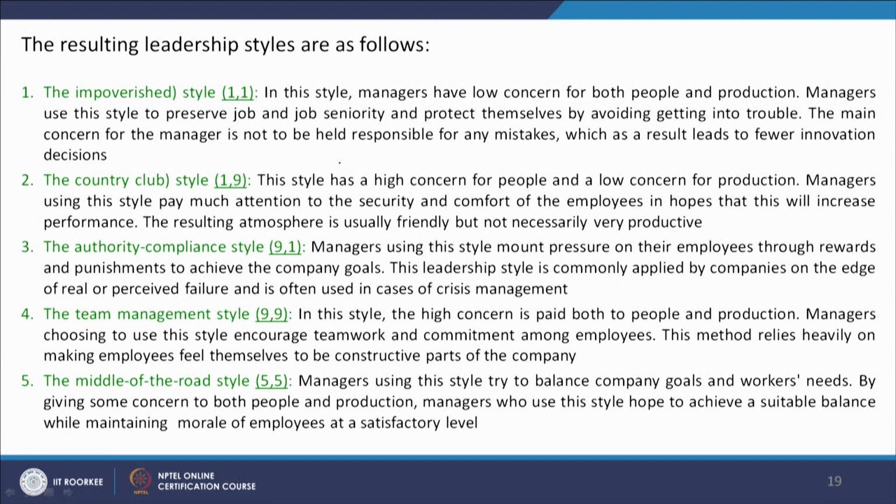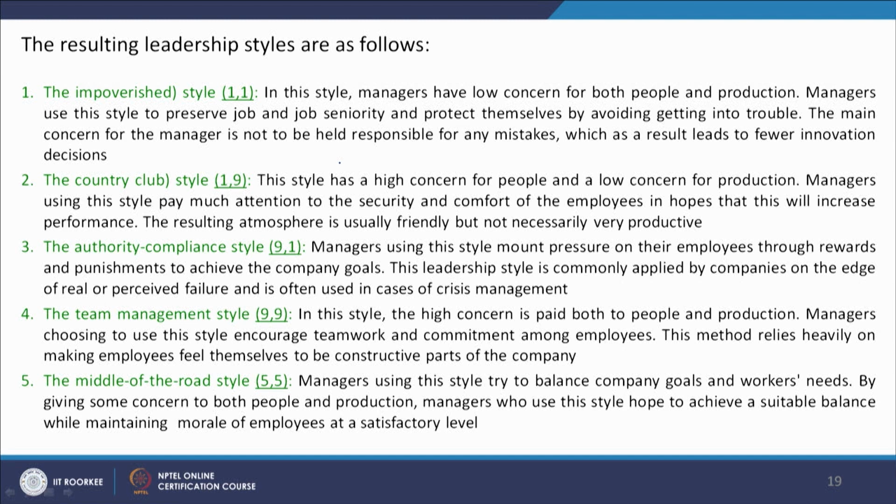In the country club management style, the atmosphere is usually friendly but not necessarily very productive. This is obvious, because when the leader is just focusing on relationship management with followers, then there is very little or no attention on production or organizational goals. The other is the authority compliance style. Under some circumstances, this leadership style is commonly applied by companies on the edge of real and perceived failure and is often used in cases of crisis management.